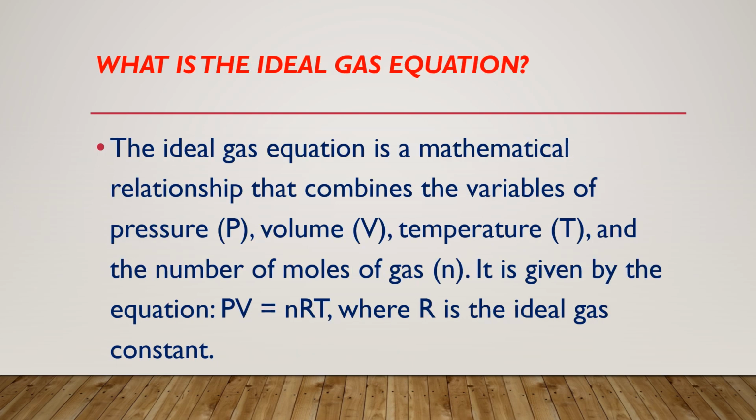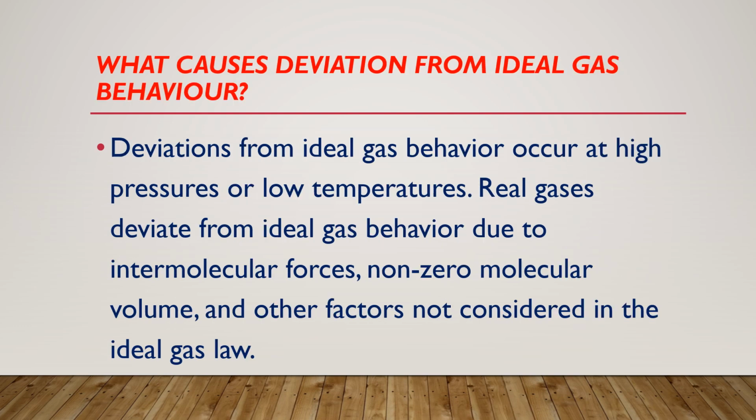What is the ideal gas equation? The ideal gas equation is a mathematical relationship that combines the variables of pressure, volume, temperature, and the number of moles of gas. It is given by the equation PV = nRT, where R is the ideal gas constant.